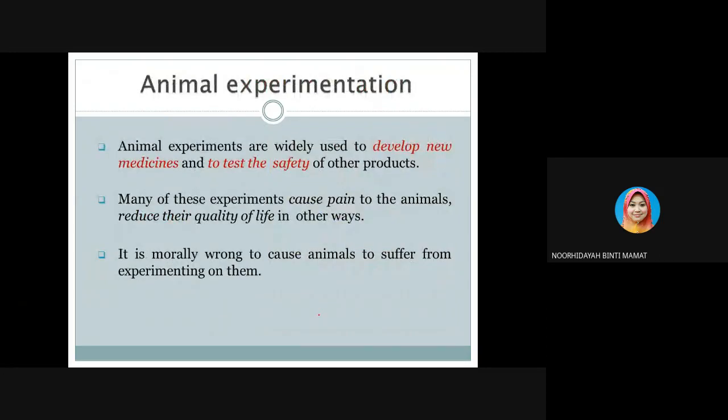Now, animal experimentation. Animal experiments are widely used to develop new medicines and to test the safety of other products. This is one of the uses of animals in experiments. Many of the experiments cause pain to the animals and can reduce their quality of life. It is morally wrong to cause animals to suffer by experimenting on them. So when we use animals in experiments, we need to reduce the pain and suffering of the animals.